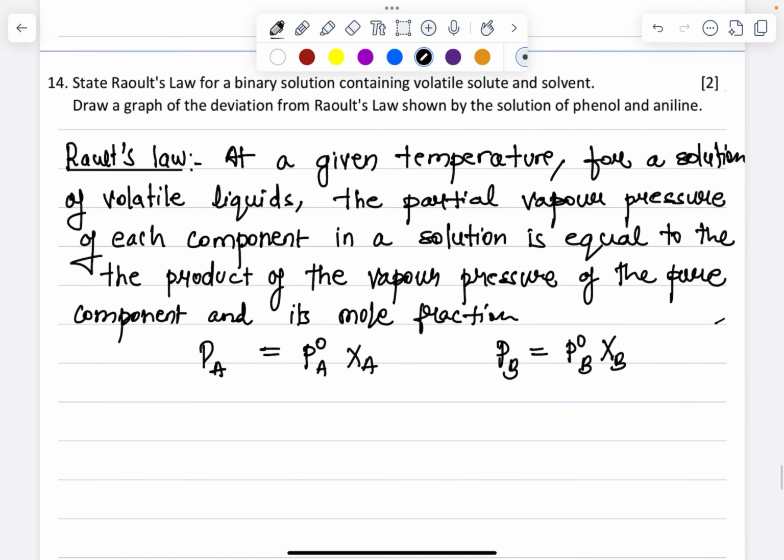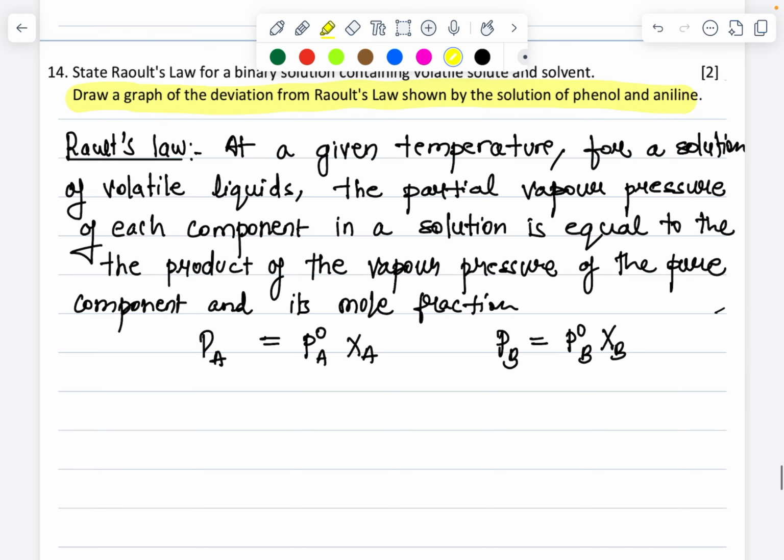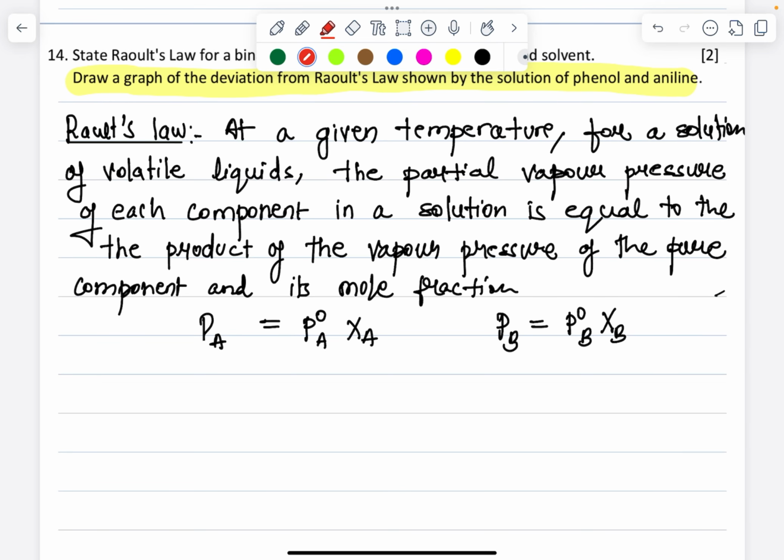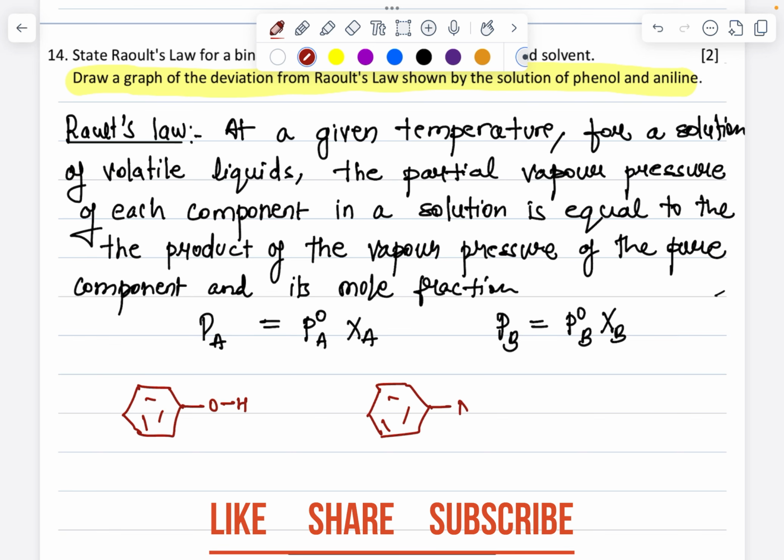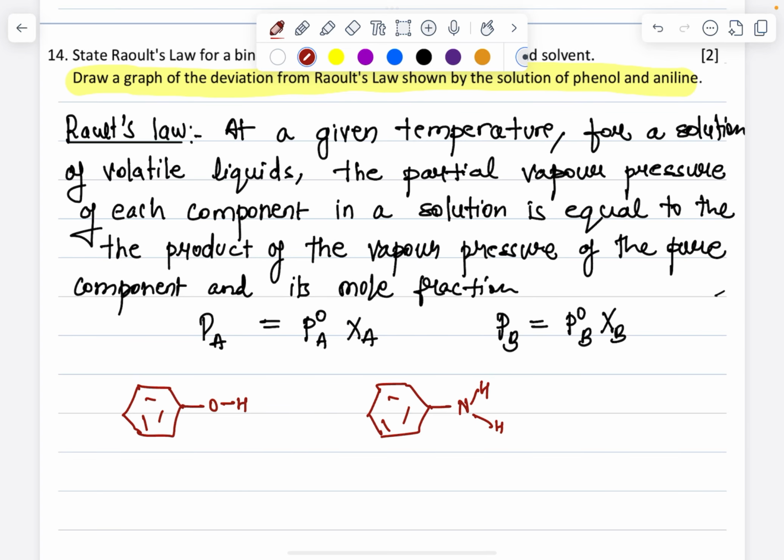Now the question asked is to draw the graph for the deviation of Raoult's law with the solution of phenol and aniline. Phenol and aniline, if you observe, phenol has intermolecular hydrogen bonding. This is just for your explanation. You don't have to write this in the exam. This is for you to remember. Otherwise, what is the point of making this video if I am not explaining how to understand the positive deviation or the negative deviation? Because data is everywhere, you can just Google the question and you will get the answer, right?